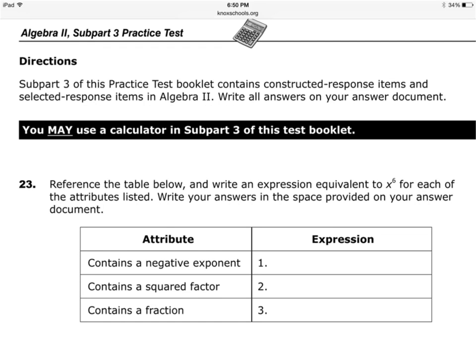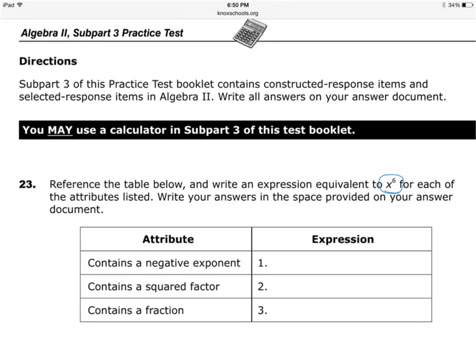In looking at number 23 on the TN Ready test, they ask us to look at the reference table below and write an expression equivalent to x to the 6 for each of the attributes listed. Write your answers in the space provided on your answer document. So the first attribute is that it contains a negative exponent.